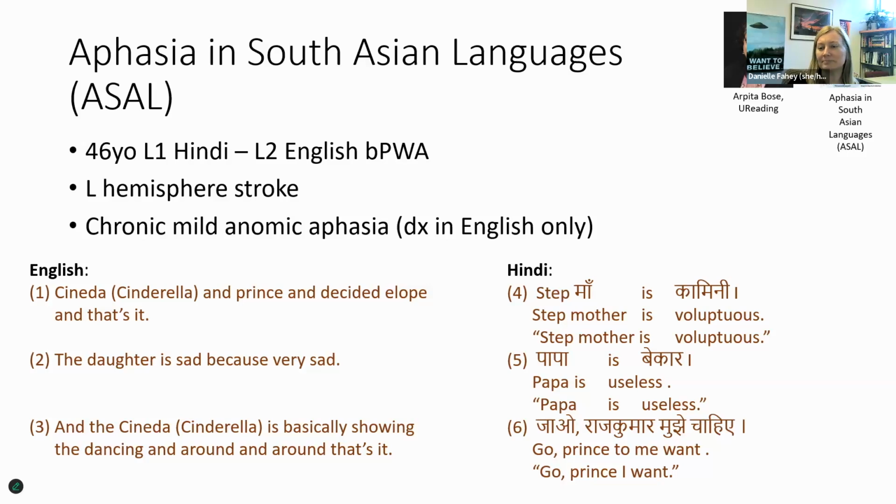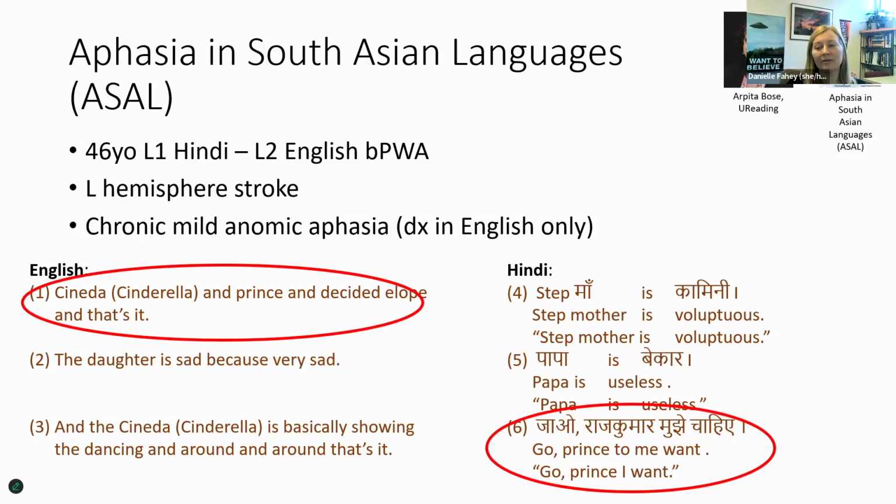what are the differences between languages. We can see, for one, that there's a similar preservation of copula between English and Hindi. And why this might be, English and Hindi actually have similar copula structure. On the other hand, for longer sentences, such as the decided elope or go prince to mute want, these more complex structures, which are of course different between English and Hindi, are a little bit more susceptible to damage.